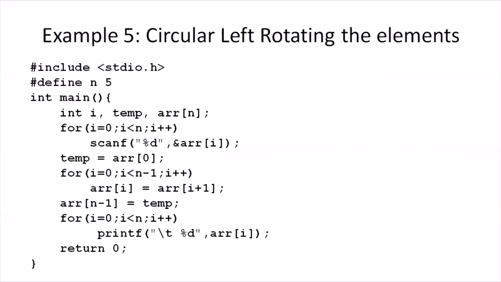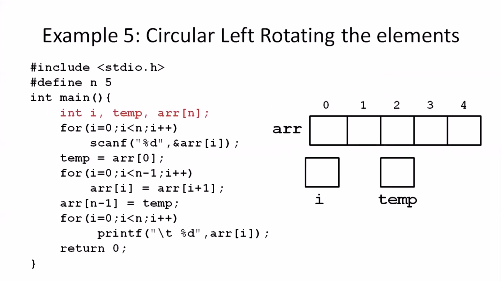Firstly, the statement int i, temp, arr[n] creates two variables i and temp and an n-celled array arr. Since n is defined as 5, arr has 5 cells. Next, the for loop is responsible for storing data in the array. Now, when temp = arr[0] is executed, the content of arr[0] gets copied into the variable temp.